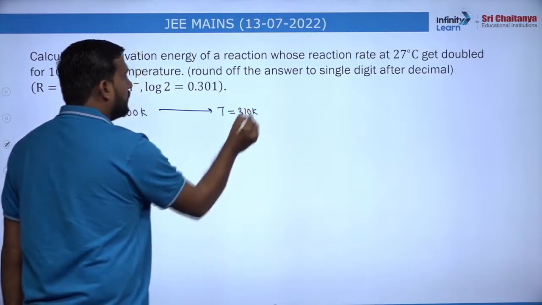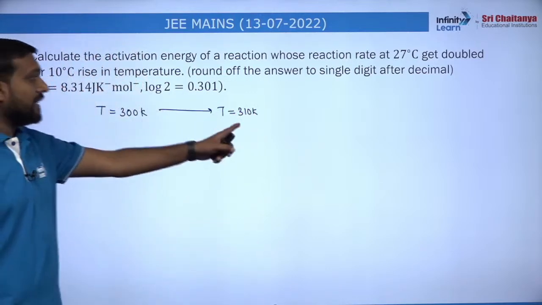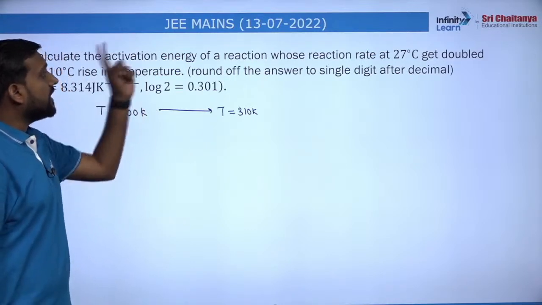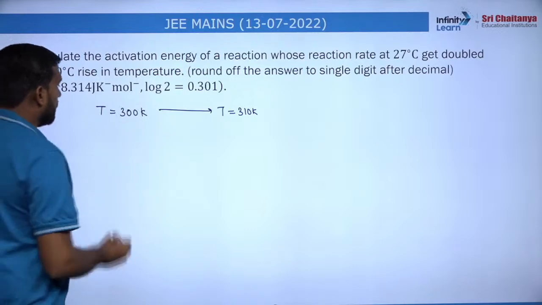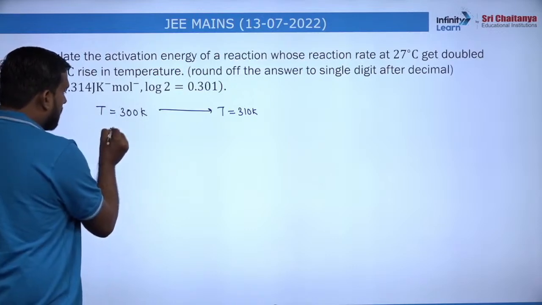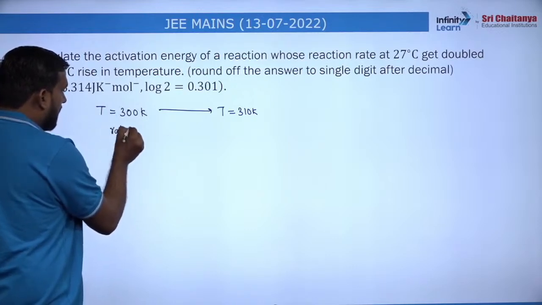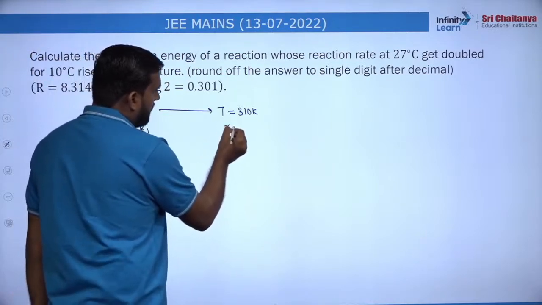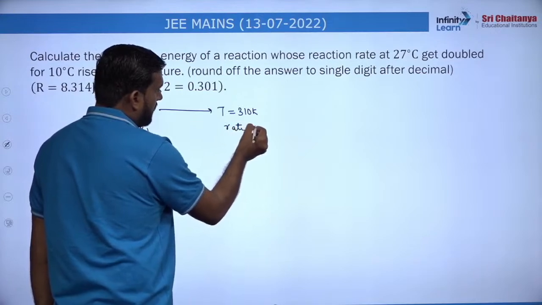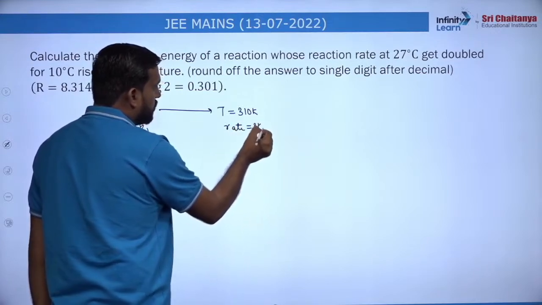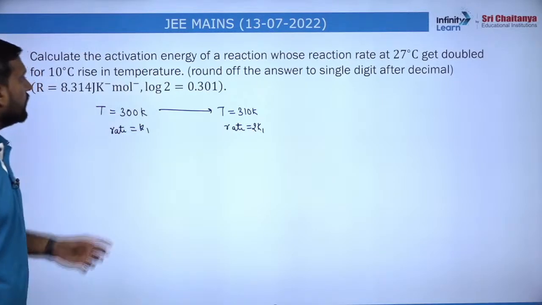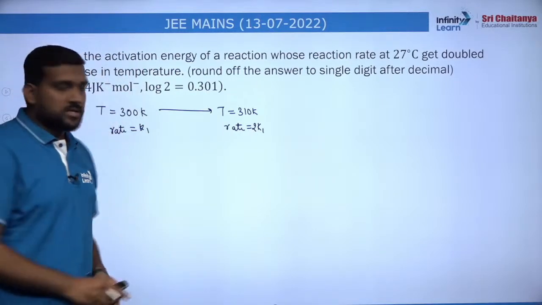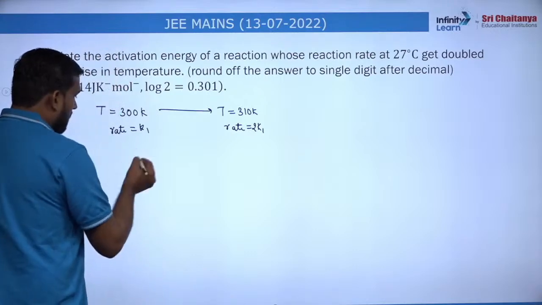Okay, so when you move from 300 Kelvin to 310 Kelvin, there is a change in the rate of reaction. If it is K1, then here the rate of the reaction is basically twice of it, so I can write it down as 2K1. Now you have to calculate the activation energy. So just use the Arrhenius equation and you will be able to solve your question.